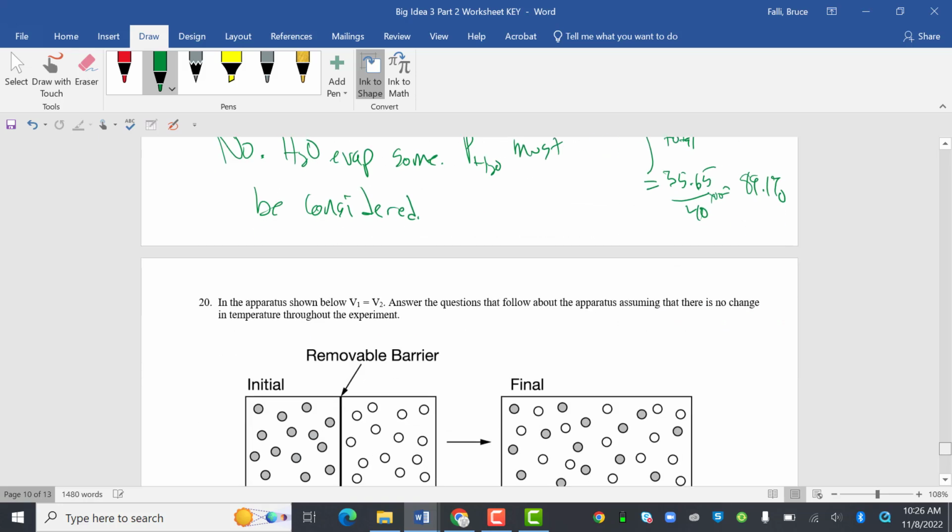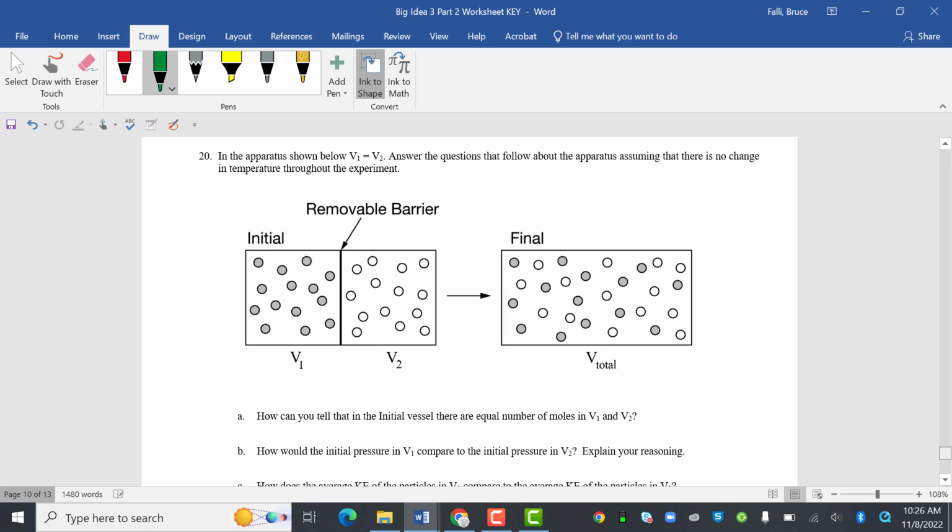All right. In the apparatus below, V1 equals V2. Answer the questions that follow about the apparatus, assuming there is no change in temperature throughout the experiment. Okay, so just a little baby checking. I counted 14 colored ones, 14 white ones, and then at the end, 14 as well. So I'm going to assume that's going to be 14 of both.